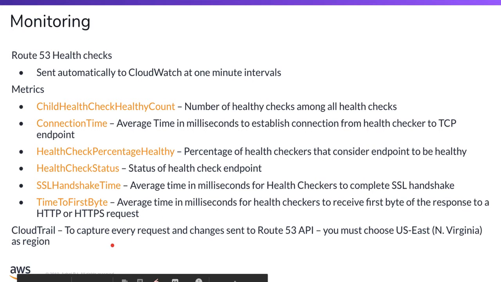CloudTrail helps you capture every request that is sent to Route 53. But you have to choose the US East, North Virginia region to capture this. CloudTrail has to be set up in this region particularly if you want to use Route 53 request capturing.